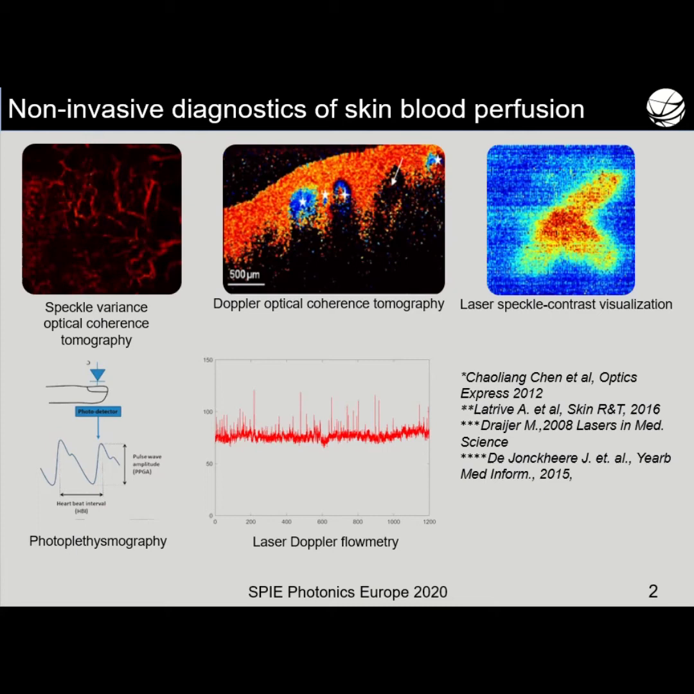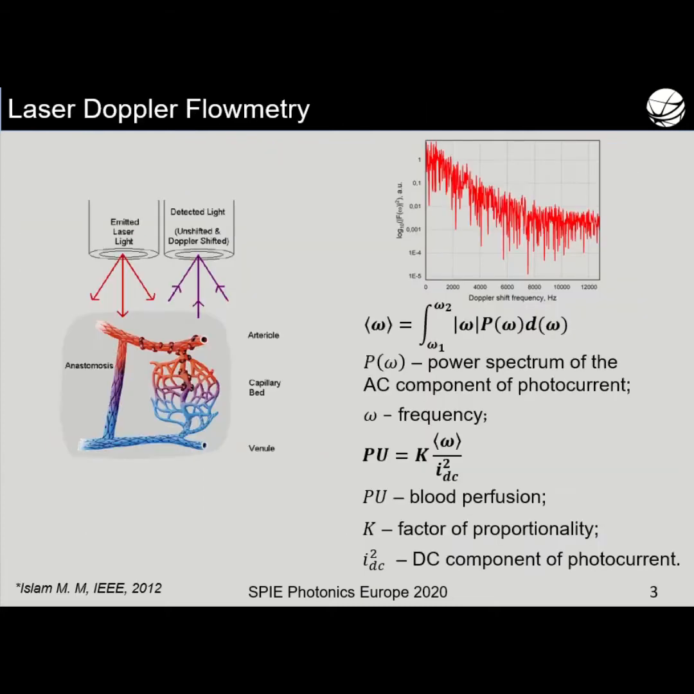However, only photoplethysmography and laser Doppler flowmetry are the most widely implemented methods due to relative simplicity and good methodological support developed by the scientific community. Laser Doppler flowmetry is based on the registration of laser radiation scattered inside the skin by moving red blood cells. After that, the power spectrum of the registered photocurrent signal is summed by certain bandwidths of Doppler broadening frequencies. Then, the power spectrum is normalized by the DC part of the registered photocurrent.